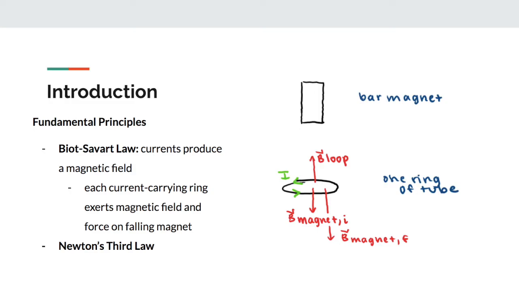Another fundamental principle is the Biot-Savart law, which states that currents produce a magnetic field. As shown in the diagram on the right, in this case, each current-carrying ring exerts a magnetic field and force on the falling magnet. We can apply Newton's third law to find what this exact force is.